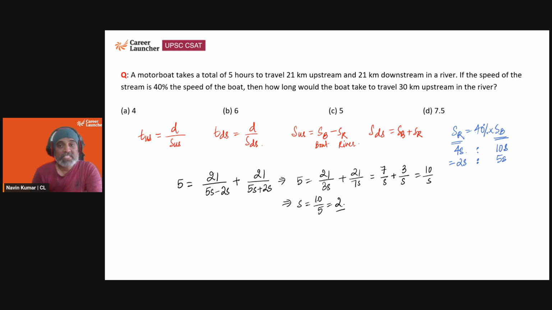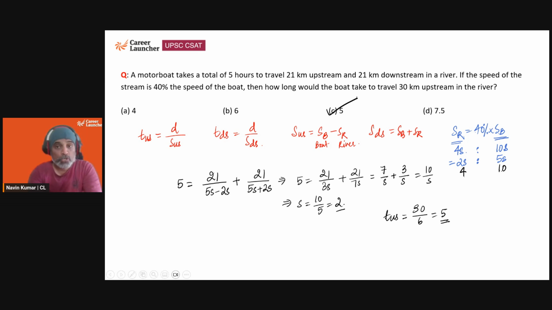Now, once s is known, the speed of the boat is 10 and speed of the river is 4. Now, the question is, how long would the boat take to travel 30 kilometers upstream in the river? Time is asked, right? So we can say, as per the question, time taken to move upstream, wherein the distance is 30 kilometers, and upstream speed is going to be 10 minus 4, which is 6. That will result in 5. So option C becomes our answer.